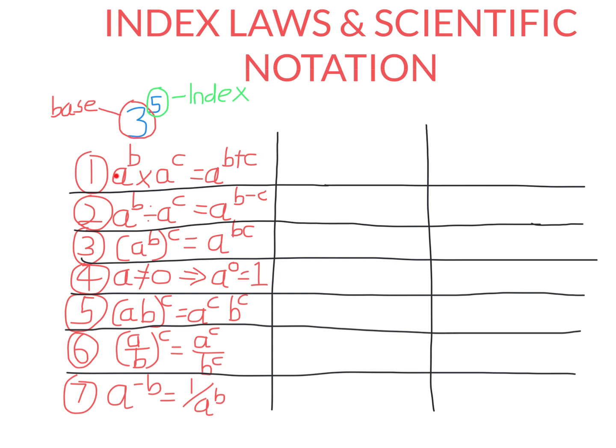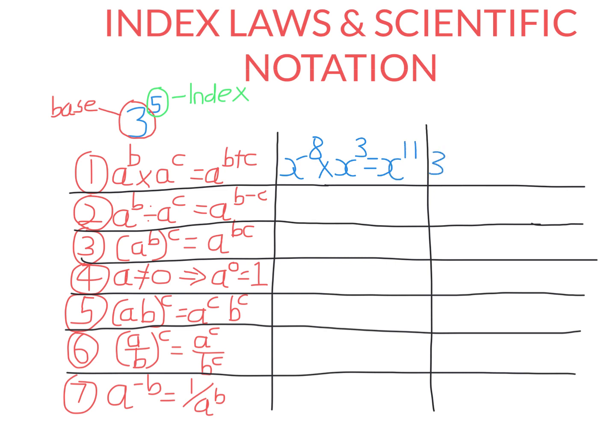This says, if you multiply bases, you keep the same base and add the powers. So if you have something like x to the power of 8 times x to the power of 3, the law says that you keep the same base and add the powers. 8 plus 3 is 11.